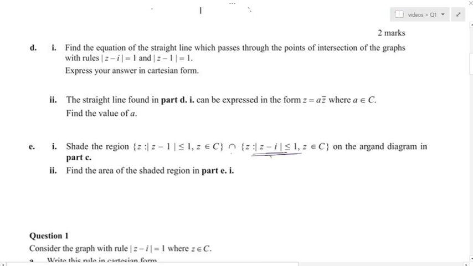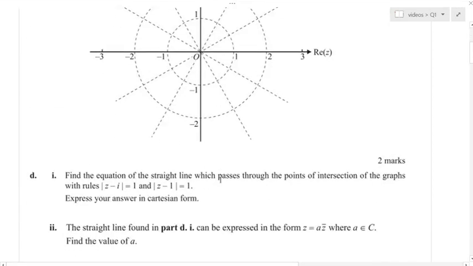There are two sets, and you're trying to find the intersection, and then you need to find the area of the shaded region in this part here. Finding the area can only be done once you have done the integration, but we'll still do this question using integration. Let's look at the solution.